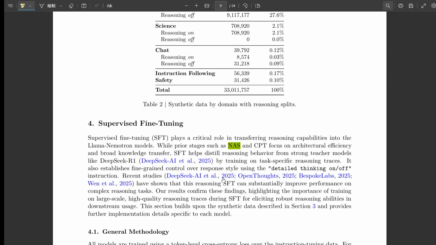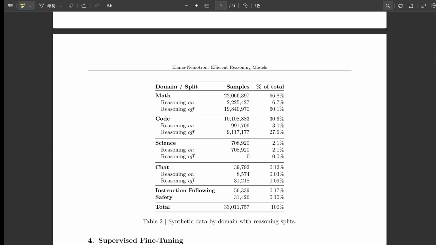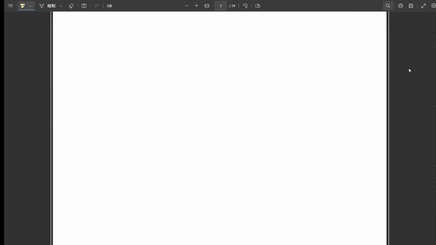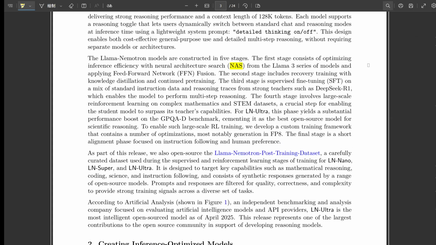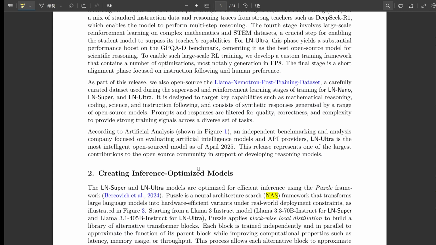So these architectural changes, Puzzle and FFN Fusion, they led to some pretty big efficiency wins, didn't they? Can you give us a sense of the numbers? Oh yeah, definitely. For LN Super, the 49B model, they optimized it for a single H100 GPU. Okay. And they reported a 5x throughput speedup compared to Llama 3.3 70B Instruct in certain scenarios. Even against an optimized multi-GPU Llama 3.3 70B, LN Super was still over 2x faster. That's impressive for a model that size on one GPU. It is.